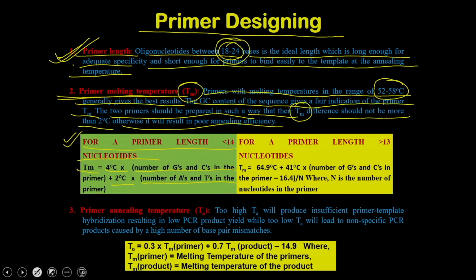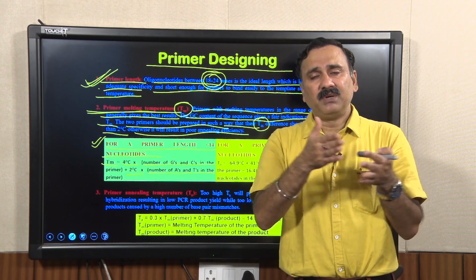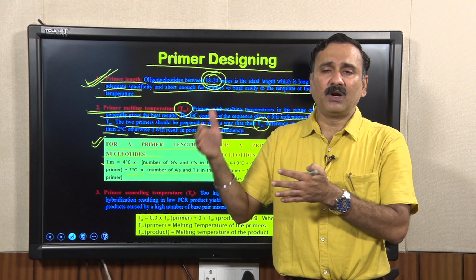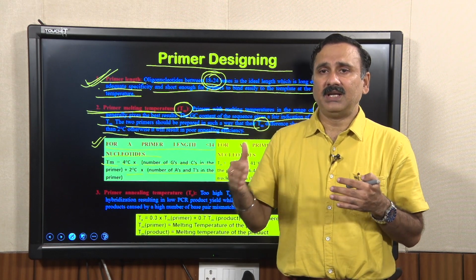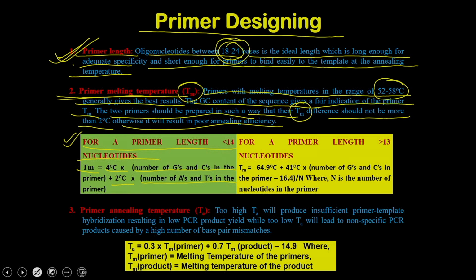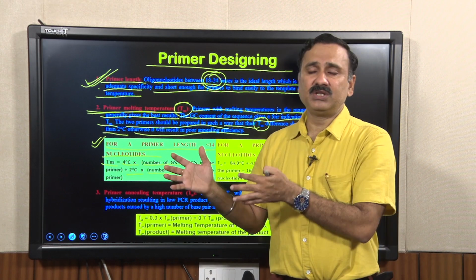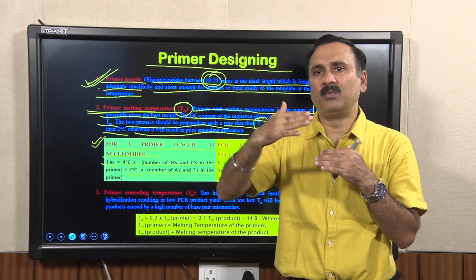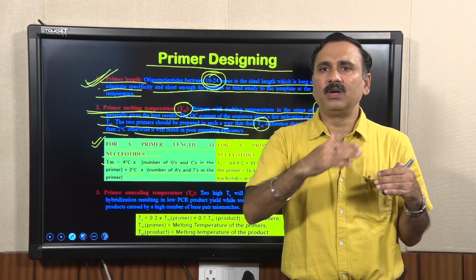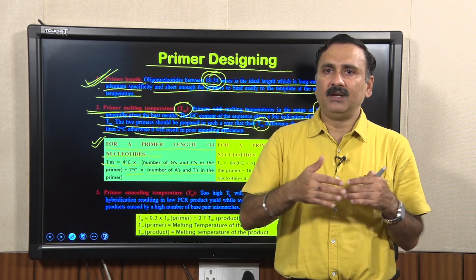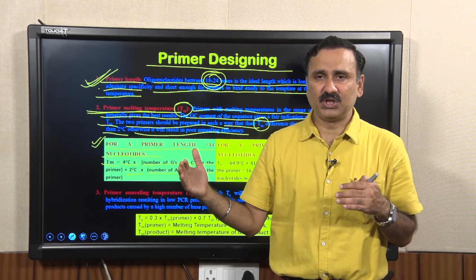Now, primer melting temperature is a very important criterion, because it decides at what temperature you are going to allow the annealing, and that is how 50 to 58 degrees Celsius has been found to be ideal. If you take a very high temperature, there will be a problem in annealing, and if you take a very low temperature, the primer is going to anneal at multiple non-specific sites. That is why it will give you non-specific amplifications.